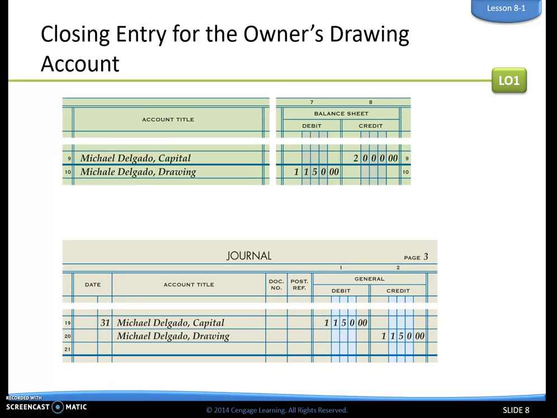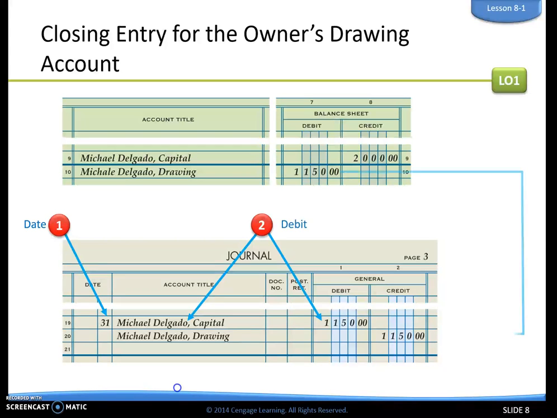The last closing entry is for the owner's drawing account. So if you look at the drawing amount on the balance sheet section of the worksheet, you'll see that it's a debit balance. So in order to close that out, that account has to be the credit. So the capital account is our debit and the drawing account is our credit. We put the date, put the capital account, and then the drawing account.